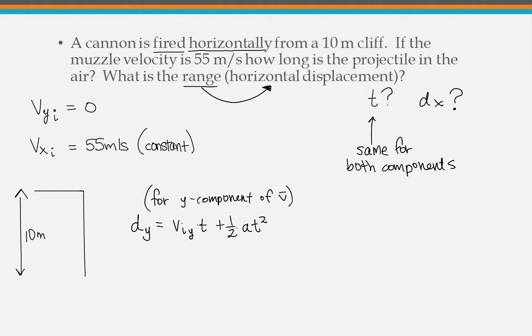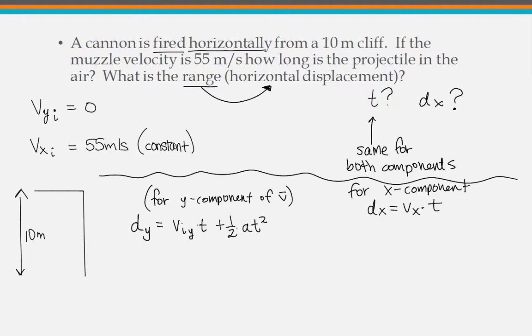And why is that? Because the y component is the one accelerating, not the x component. The x component is uniform motion. You agree? So which formula do I use for the x component? Just Vt. So dx equals Vx times t is for the x component only because it's not accelerating.